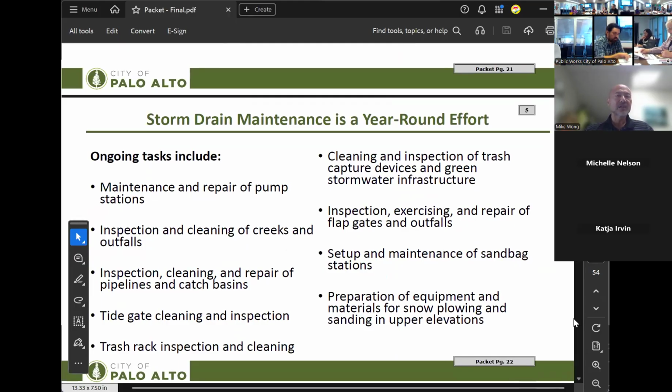So this slide shows all the different type of work that we do year round, including some that we're going to be doing soon. Some of the work that we do closer to winter season is cleaning all the catch basins and setting up the sandbag stations that we have. But all the other work that we have listed here is done throughout the year, with the exception of right before the winter season. We also, believe it or not, prepare equipment and materials for snow plowing in the upper foothills. It does snow up there. So sometimes we close the roads, sometimes we have to plow the roads so that residents can get through. Next slide.